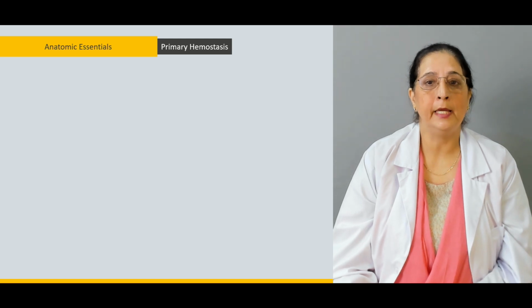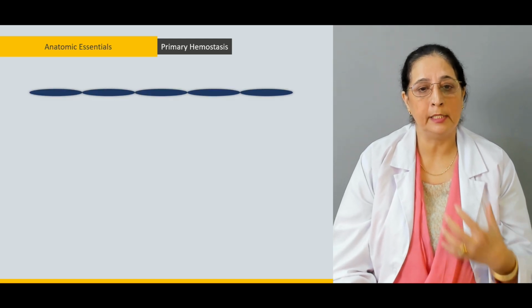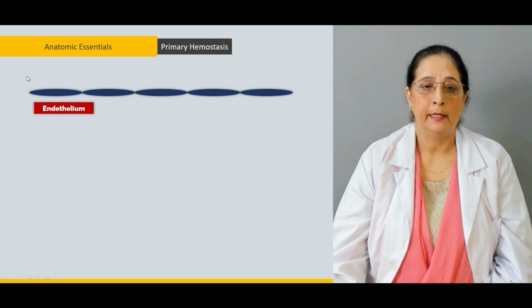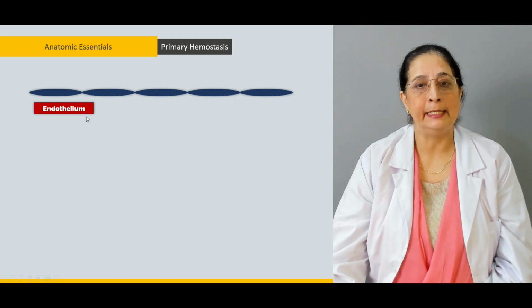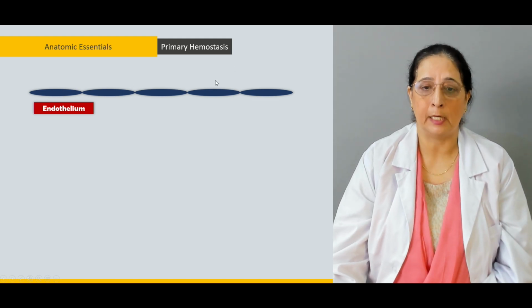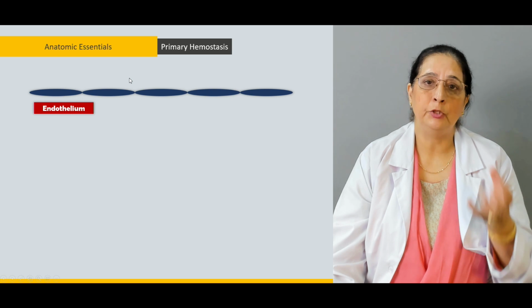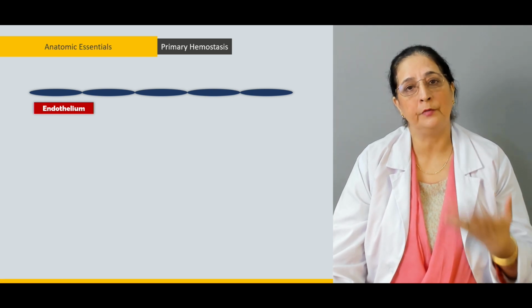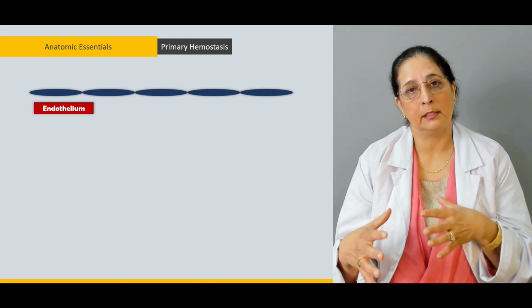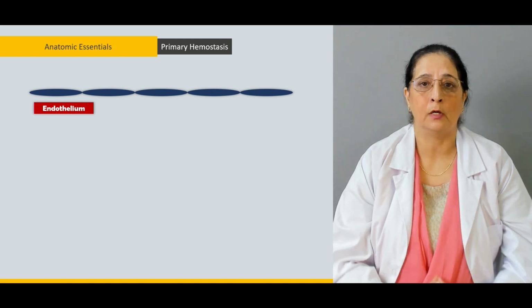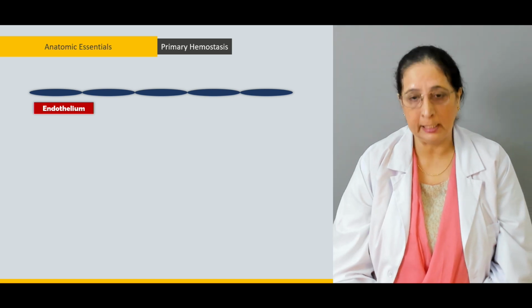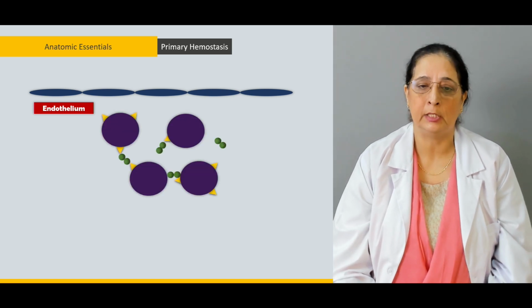Again, primary hemostasis, we already talked about this. Primary hemostasis, the vascular endothelium. Endothelium is the lining of the blood vessel. Injury to the lining of the blood vessel causes activation of different steps, and this leads to hemostasis. So endothelium, that's the vascular endothelium.